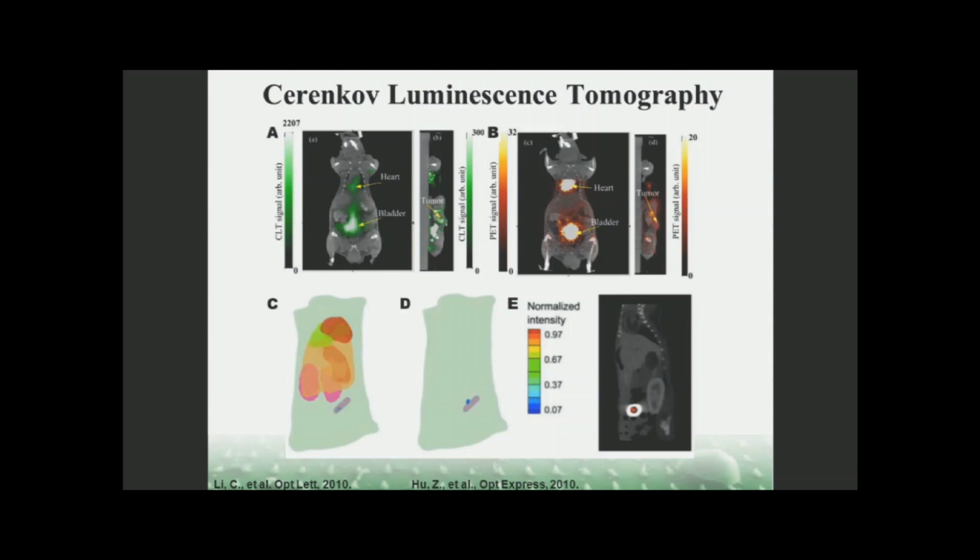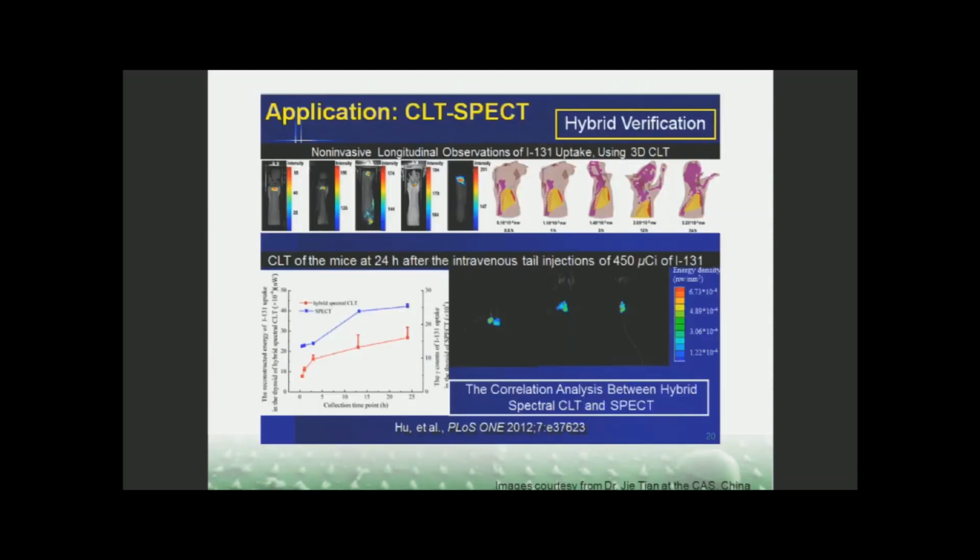And in another example, also from the Chinese Academy of Science, they try to combine Cerenkov Luminescence tomography with SPECT. Basically, their idea is using the SPECT to image the deep tissue, and then the information from the SPECT can guide them to better reconstruct Cerenkov Luminescence images. They use some algorithm to generate a better image.